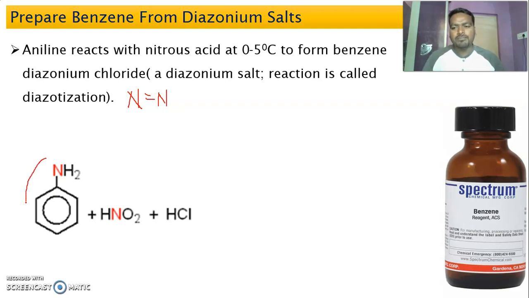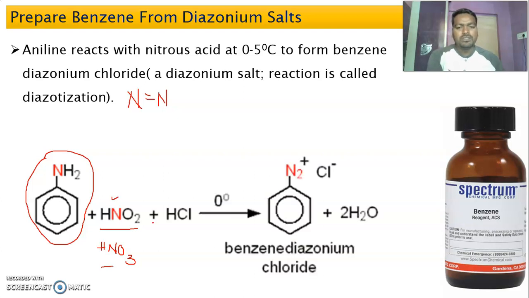Aniline is a fishy odor compound. When aniline reacts with nitrous acid, dear students, if it is HNO3 it is nitric acid, but it is HNO2, nitrous acid. The oxidation state of nitrogen changes, that's why the name also changes. Here aniline reacts with a mixture of nitrous acid and HCl at 0 degrees Celsius. I think you are going to do this step in the laboratory.